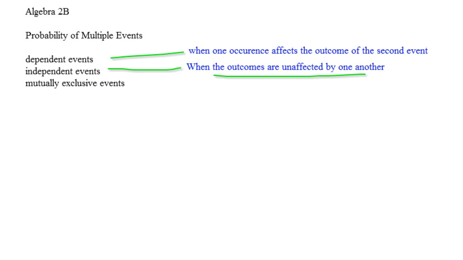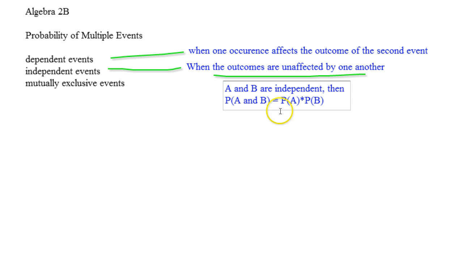Okay, so now if we have two events, let's say A and B are independent, then the probability of A and B happening, so event A and event B happening, is equal to the probability of A happening times the probability of B happening. Okay, and let me make that a big A, because whenever you're working with probability, capital letters represent events. Okay?